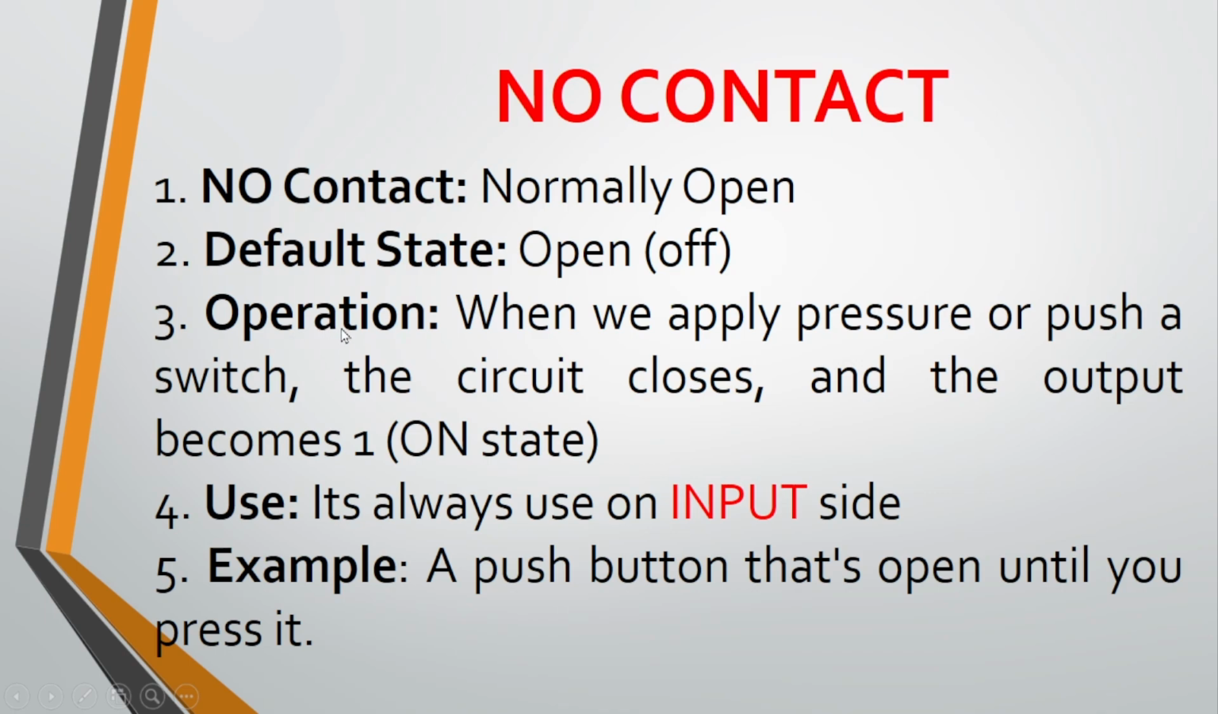Suppose we perform an operation. An external action is applied, like pressing a push button or applying pressure, the circuit closes and current flows, means plus 24 volt to 0 volt. Means in the initial state, the circuit is in off state. And when we apply pressure or push the switch, the circuit is closed and current is flowing from plus 24 volt to 0 volt. So NO contact is always used on the input side. For example, a push button that is open until you press it.